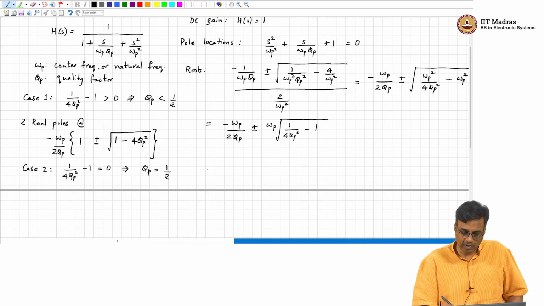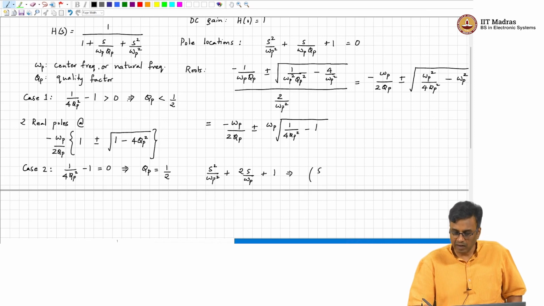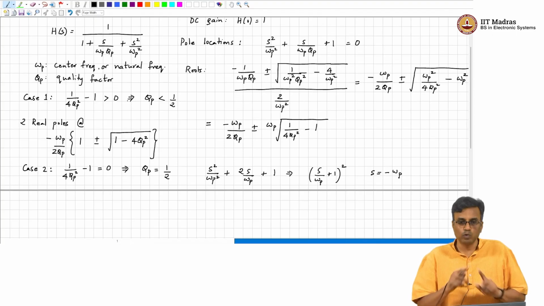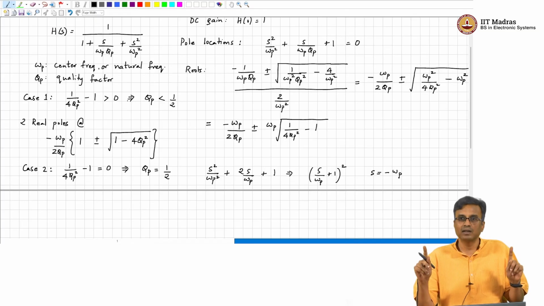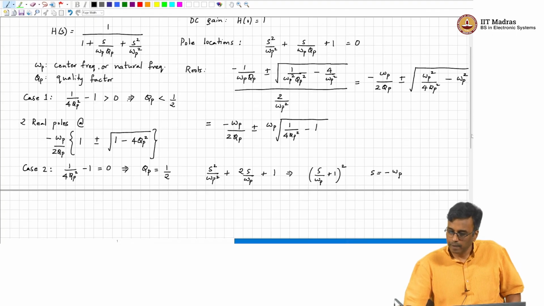the polynomial becomes s square by omega p square plus 2s by omega p plus 1, and as you can see, this is a perfect square. So this is nothing but s over omega p plus 1, the whole square. So the pole is at minus omega p, right? You'll have two poles at minus omega p. So you still have two poles, two roots on the negative real axis, except that these two roots are coincident at minus omega p.